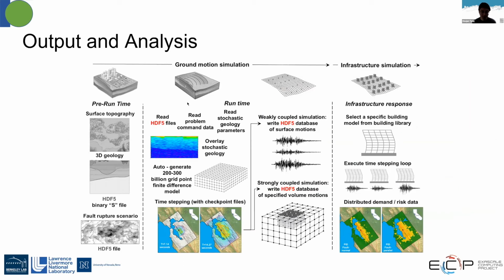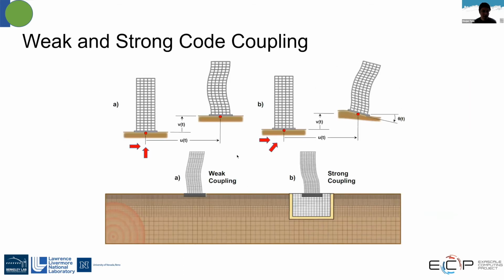And next, moving to the outputs. For outputs in this project, we have two types of analysis. One is called weak coupling analysis, and the other is called strong coupling. Weak coupling basically takes one grid point's time history data, puts it at the base of a building, and then performs the building analysis. Strong coupling takes a 3D subdomain and simulates it together with a building.